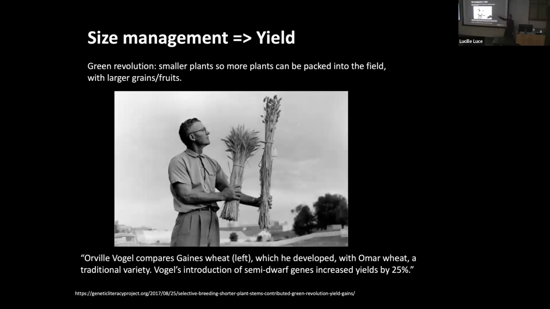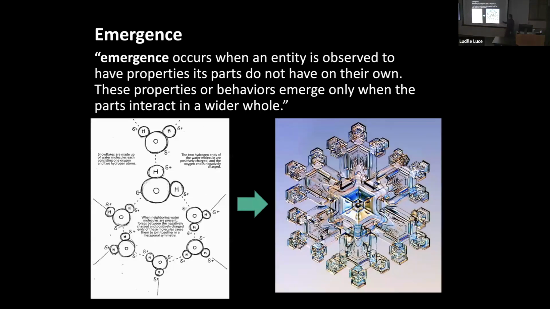Now, our breeders are fantastic at doing this, but I still think if we understand the underlying mechanisms that are controlling size, we'll be able to make precision manipulations that will be very beneficial. Now, why is size so difficult? It's because it's an emergent property.